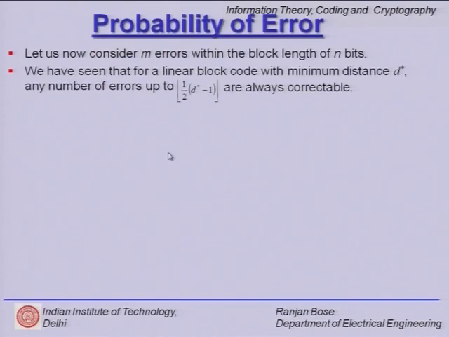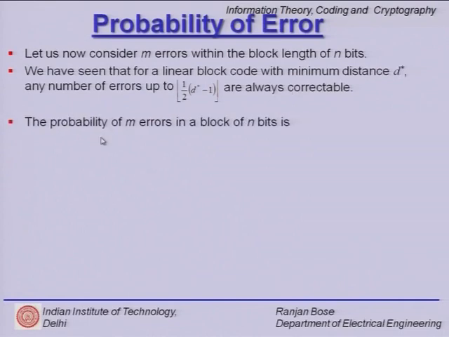So let us now have m errors in the block length of n bits. So m is necessarily less than or equal to n. How many errors can we correct? Well, it depends on the minimum distance of the code, d star. So we know that the number of errors that are correctable is up to the integer less than or equal to (d star minus 1) over 2. This comes from the fact that d star should be greater than or equal to 2t plus 1 for correcting t errors. So we flip it around and we get that number of correctable errors.